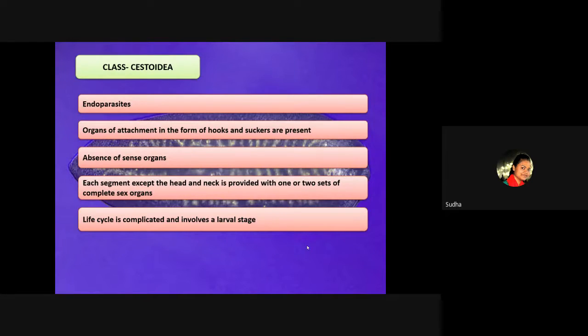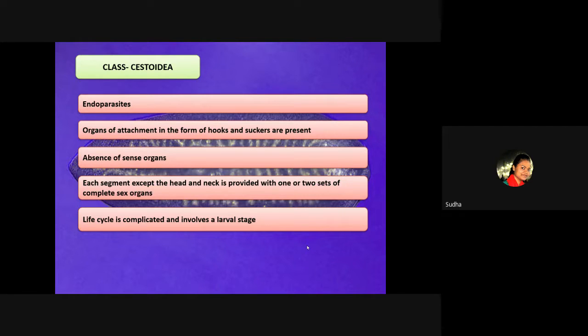The next is class Cestoda. Class Cestoda mainly includes the tapeworms. These are endoparasites. The organs of attachment are in the form of hooks and suckers, so we will find hooks and suckers in class Cestoda as well. Next, we will not find any sense organs; there is an absence of sense organs.